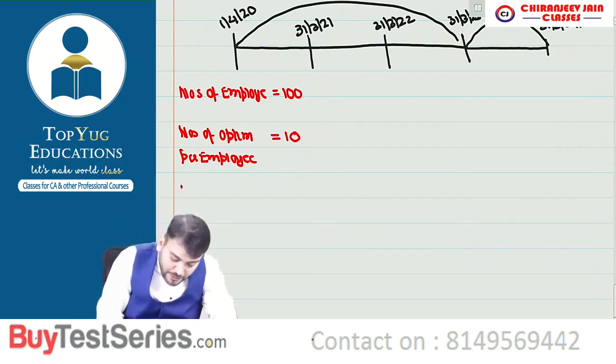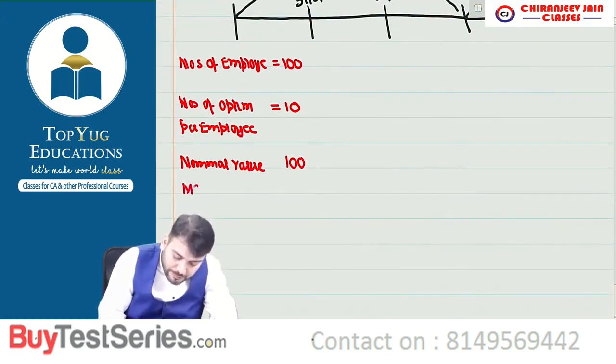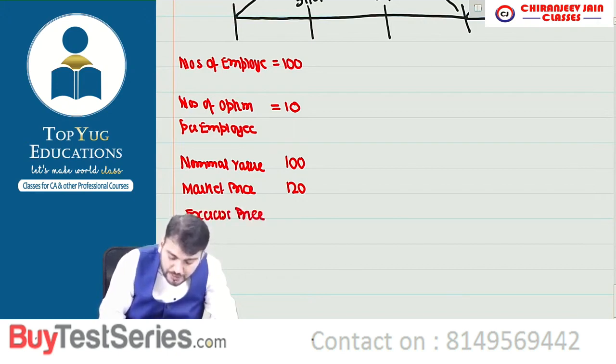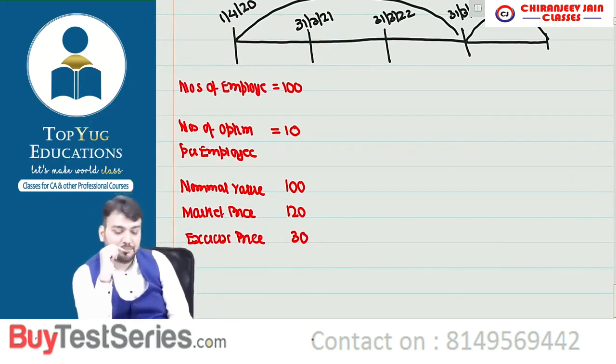So what is the exercise price? First write down the nominal value. Nominal value means face value. Nominal value is, let us assume, 100, and market price let us assume 120, and exercise price let us assume 30. Correct? Understood this point? Very simple example I have taken.